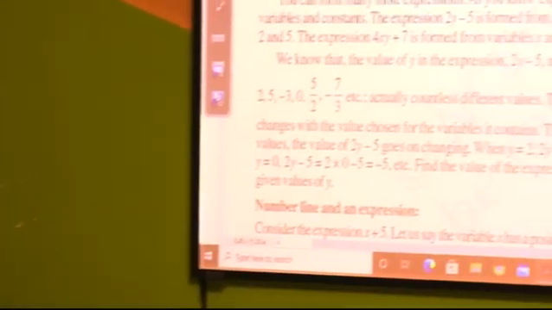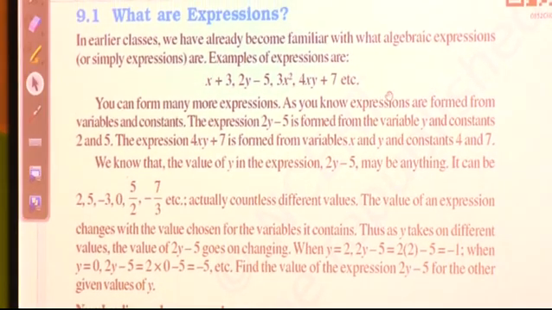Now we are going to start with the next chapter, that is algebraic expressions and identities. Actually, what are expressions? We have studied these things in our earlier classes, and we have already become familiar with what algebraic expressions, or simply expressions, are. Examples of expressions are x plus 3, 2y minus 5, 3x square, 4xy plus 7, etc.